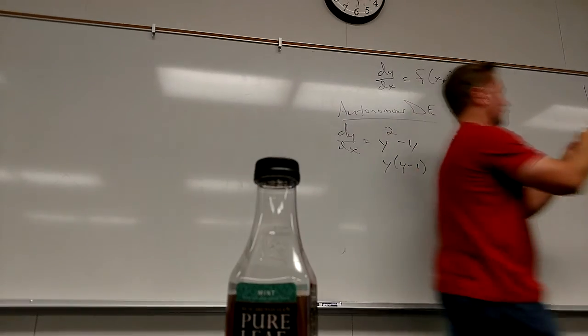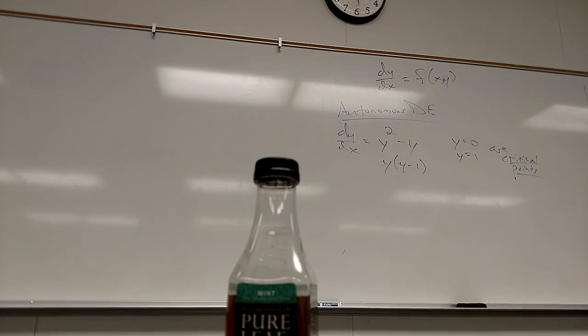Okay, so let's double check. Let's see. So I put it in here. Y squared minus y. There we go. There's 1 and there's 0. And I think I might have done almost exactly that one last time. Can't remember.